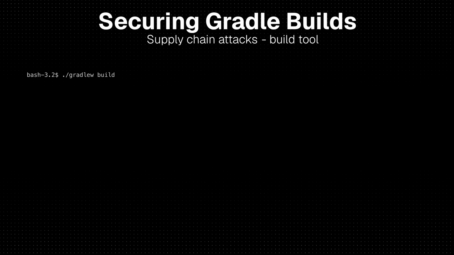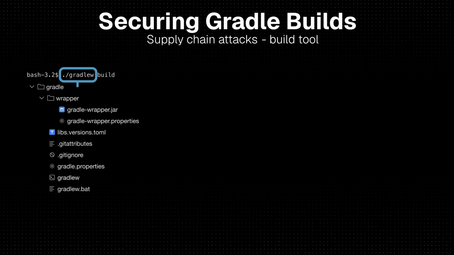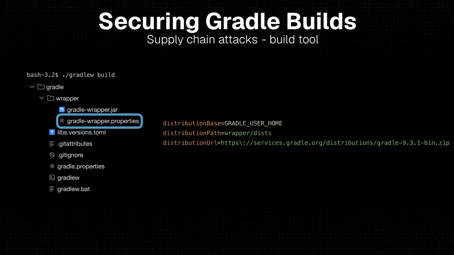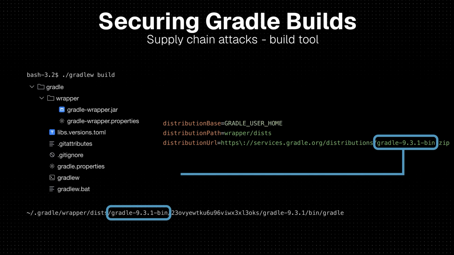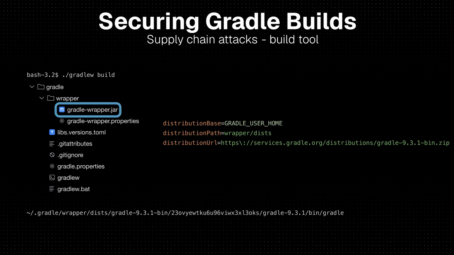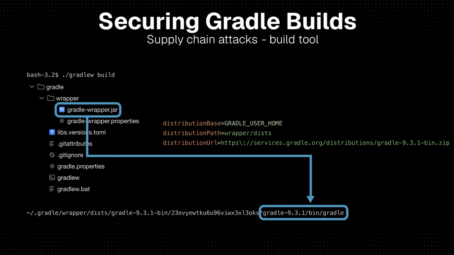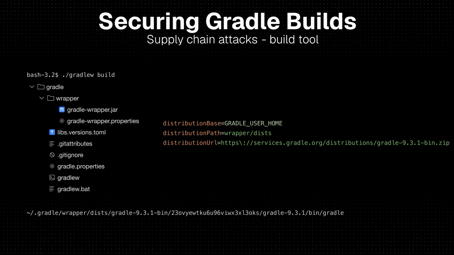When you run the Gradle wrapper, it calls the Gradle wrapper jar, which looks at the Gradle wrapper properties file to determine the Gradle distribution to use. The Gradle wrapper then invokes that Gradle distribution. To protect Gradle against supply chain attacks means ensuring the integrity of both the wrapper jar and the Gradle distribution.